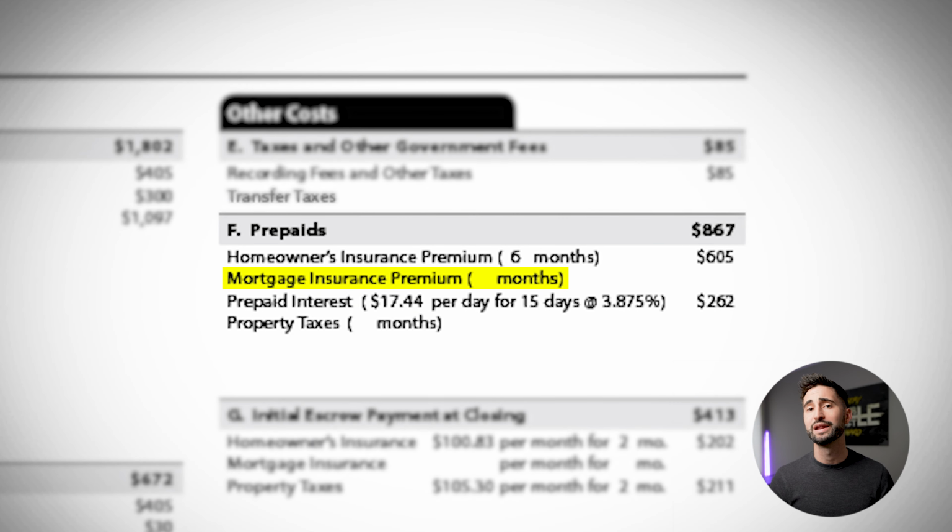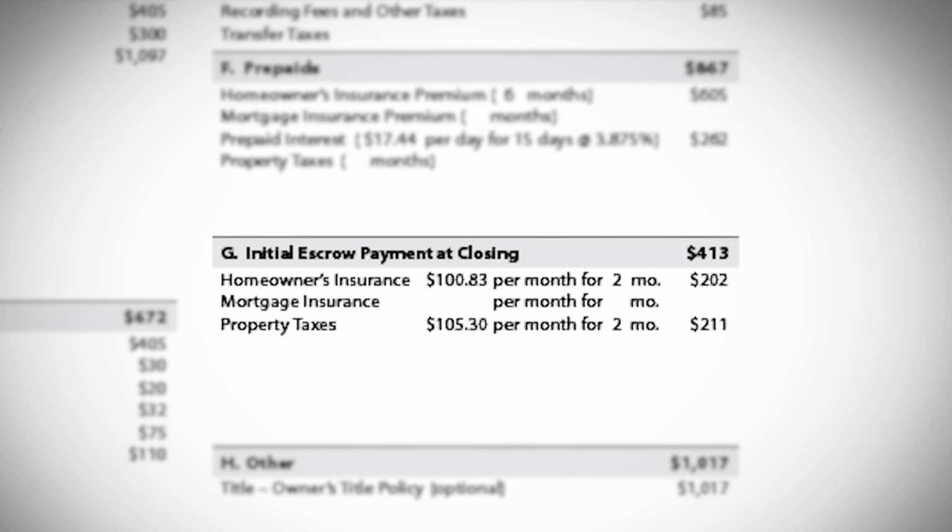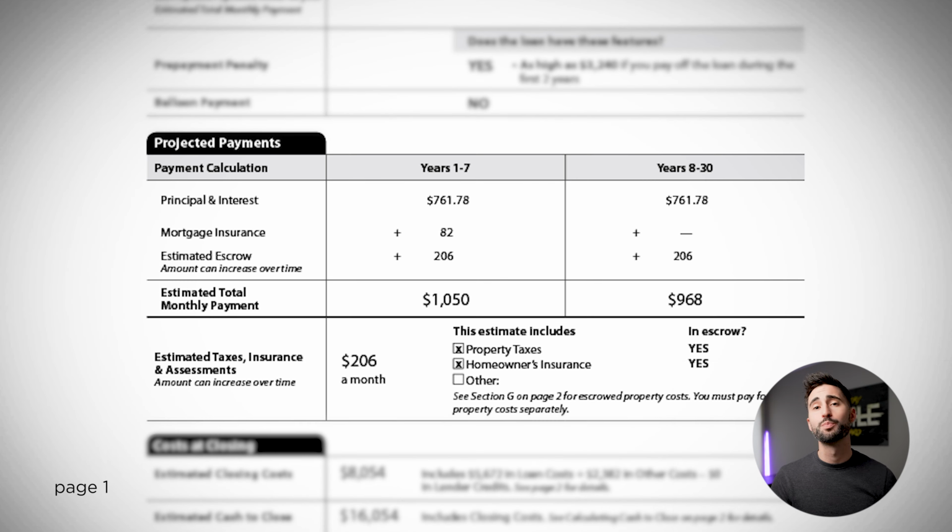Next would be if you had an FHA loan that required a mortgage insurance premium, you would see it listed in this category. And lastly, depending on the terms of the contract and the time of closing, you may see real estate taxes here. Section G is our escrows. So if you remember from the first page of the LE, this buyer's total monthly payment is $1,050 and $206 of that is going towards their monthly real estate taxes and monthly homeowners insurance.